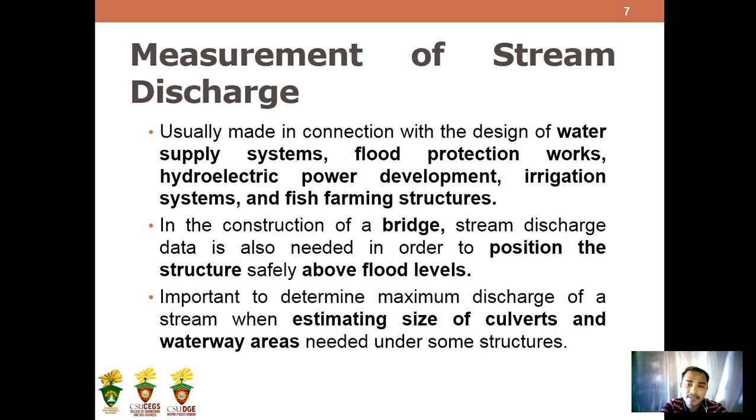Out from that, of course, we take into consideration how large the maximum discharge is that the culvert can carry, and how long it takes to drain the water from one location to another location.